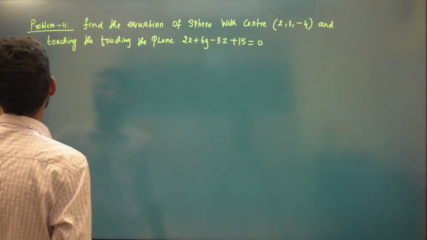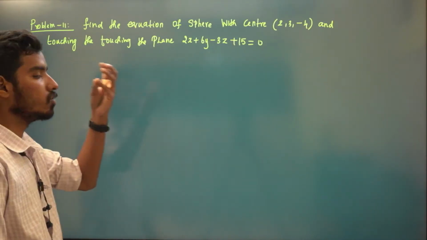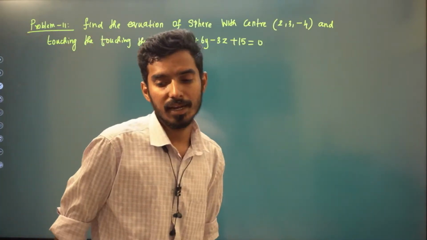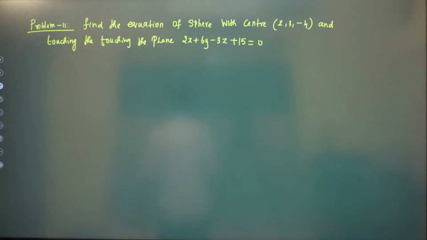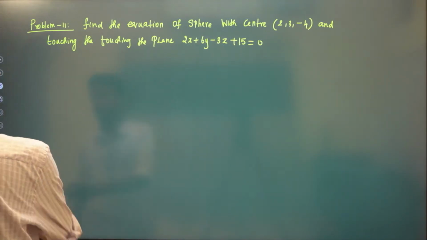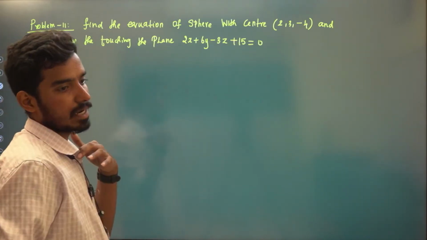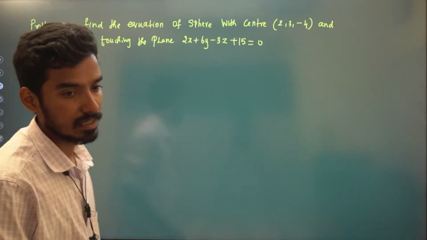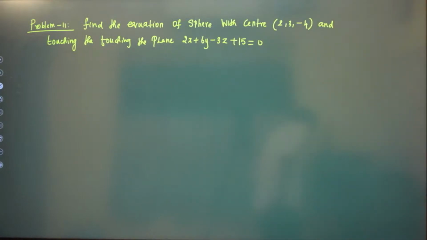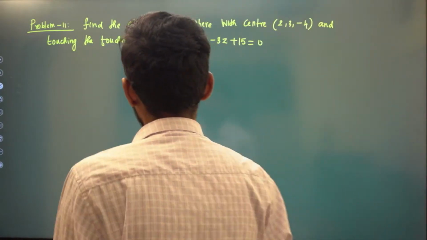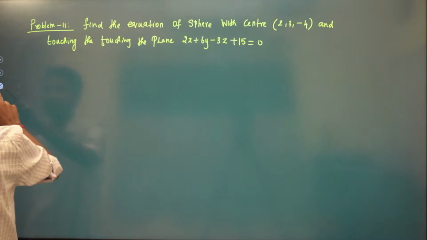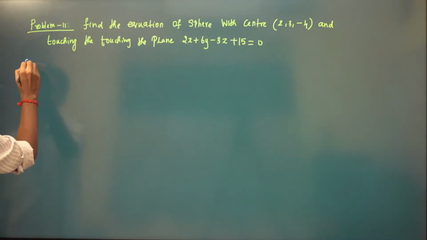See, for finding equation of sphere, if I know center and radius, I can find the equation of sphere in central form, right? X minus a whole square plus y minus b whole square plus z minus c whole square is equal to r square. We already know the center. Only thing is if I find radius, the problem is very easy, right? Now, how to find radius? Think about it.